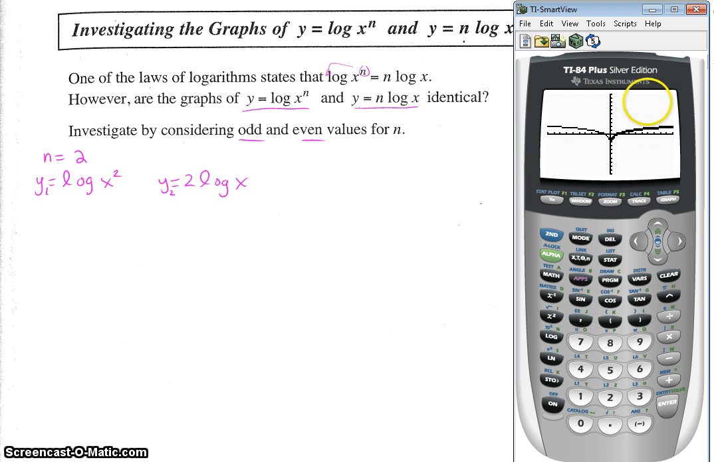Oh, okay. What do you notice? The original y1 graph is basically this part here and that part, but the y2 graph, the bold part, is only the right-hand side of that graph. Huh, I wonder why that is. Let's try it for n equals 3.